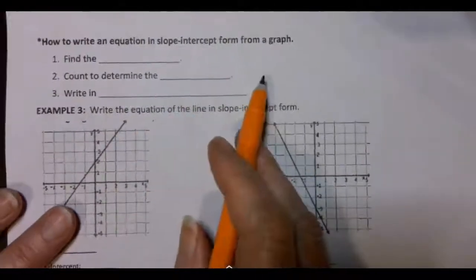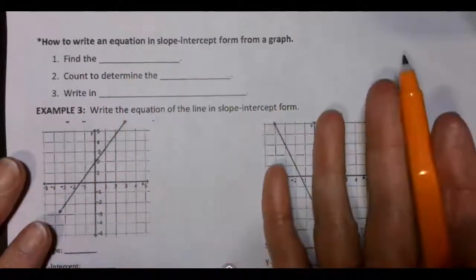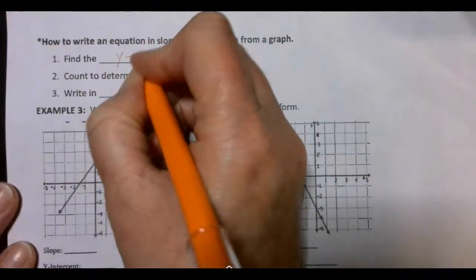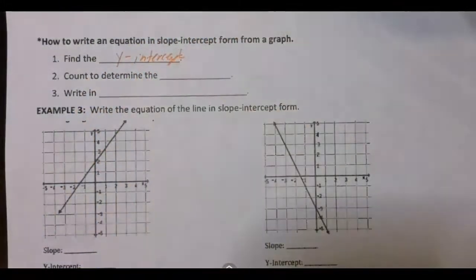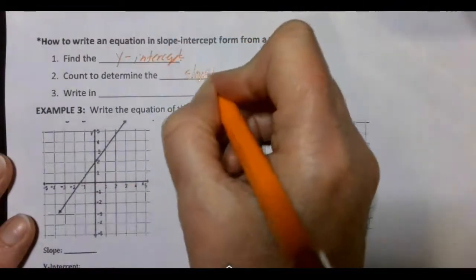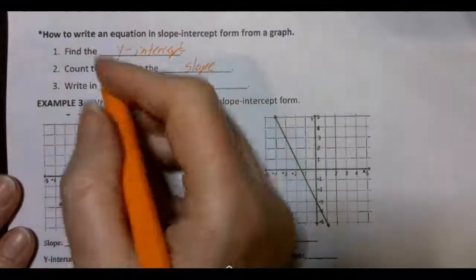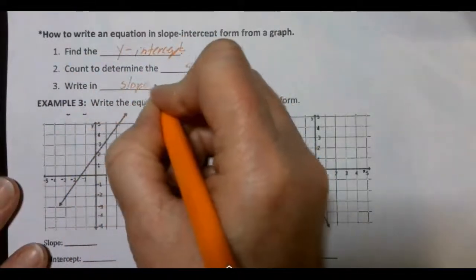Now on the back it says write an equation in slope-intercept form from a graph. So the first thing we're going to do is the same as what we did before. Begin with the y-intercept. So find the y-intercept. See how that B comes in handy? That's where we begin. Count to determine the slope. So we're going to go back to what we learned 2 lessons ago about counting to find slope. And then write the equation in slope-intercept form.